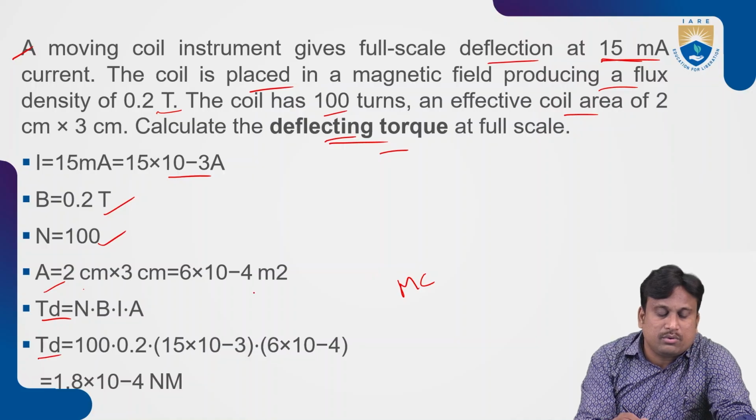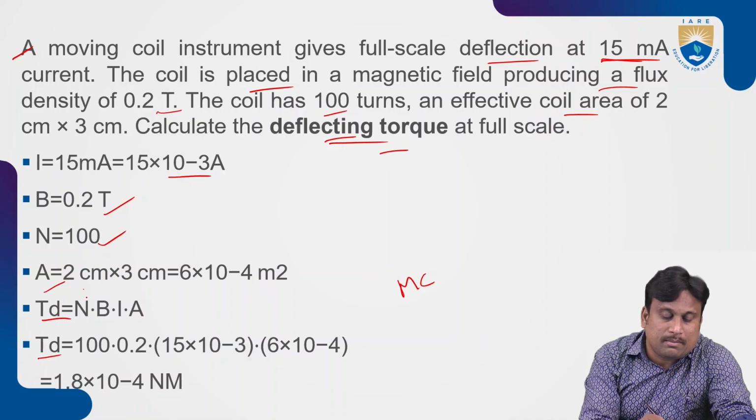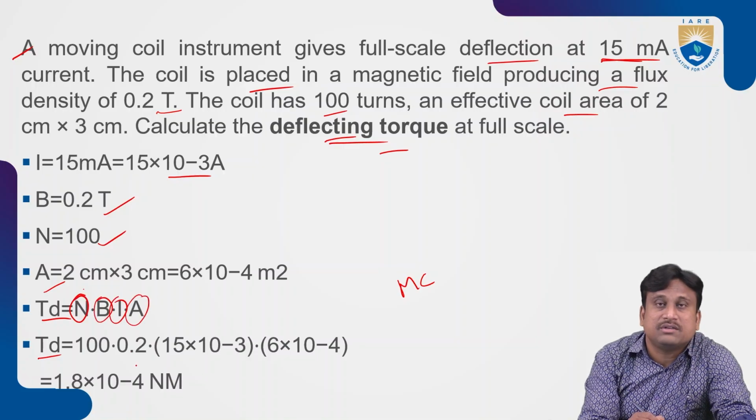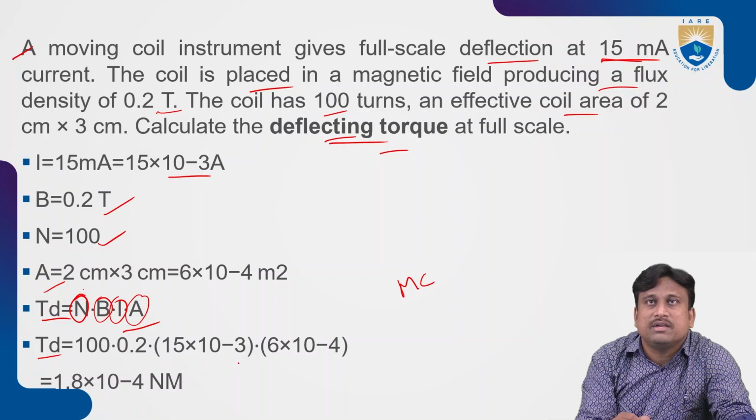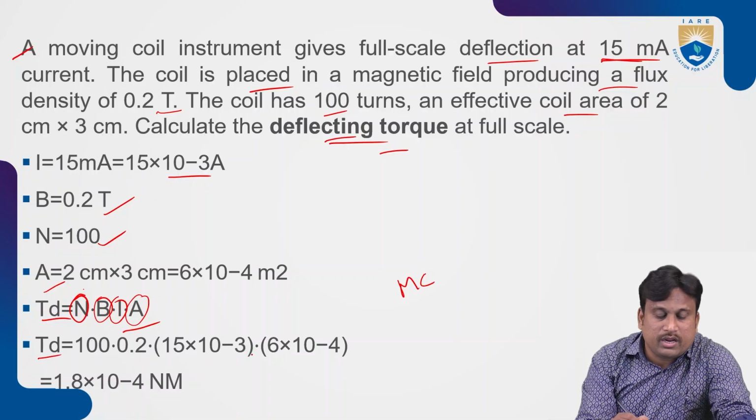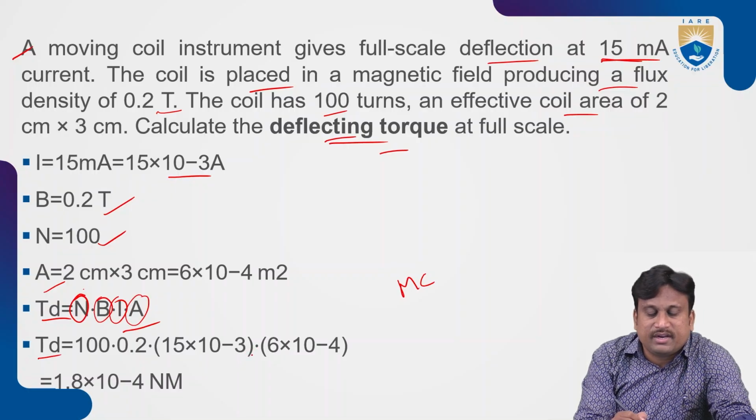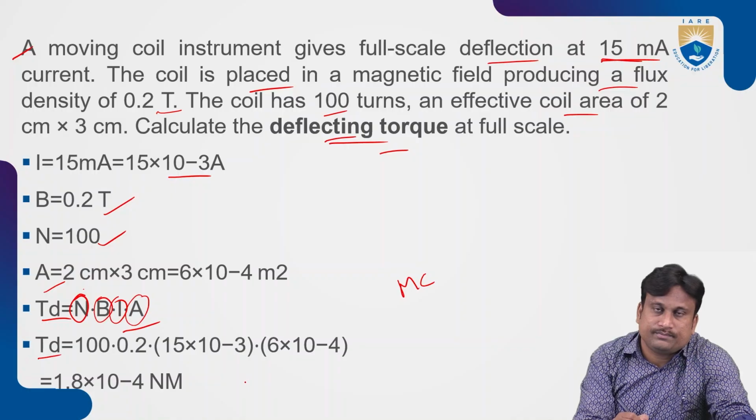And when you go for substitution of all the values, related to number of turns, B value, current value, area of cross section value, all these in the given prescribed expression, we can get the amount of deflecting torque in Newton meters.